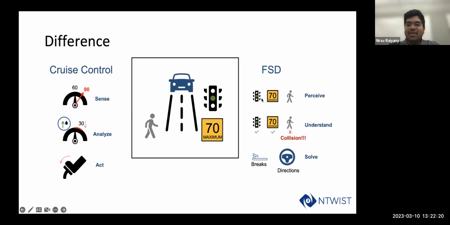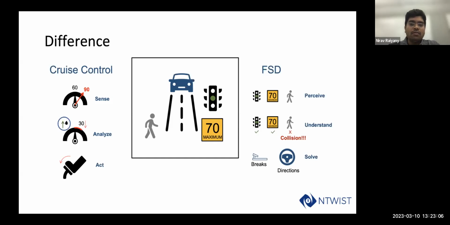On the other hand, you have FSD, which is pretty hot right now, which is Full Self-Driving. Here there is this added level of intelligence. When it senses, it would collect all the information that is available in a meaningful way. First it would collect that the traffic light is green, the speed limit is 70, and a pedestrian was detected. Then it would understand that if the traffic light is green, it is good to go. The speed limit is 70, right now it is at 60, so there's no problem there. However, there's a pedestrian, so there might be a collision. Based on that, it would try to solve this problem by either applying the brakes or changing direction, or probably doing both.